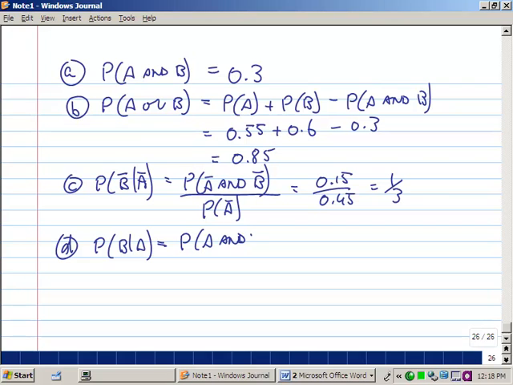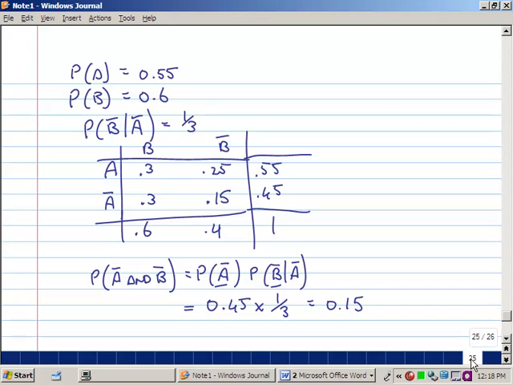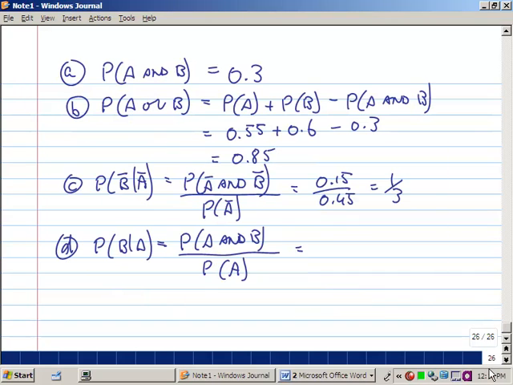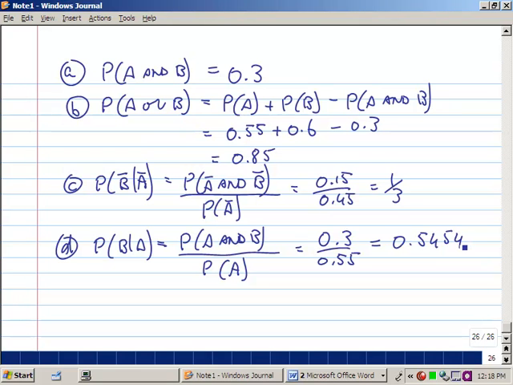Alright, so again, the probability of A and B divided by the probability of A. Let's find our table. A and B is 0.3, probability of A is 0.55. Alright, my calculations tell me that it's 0.5454 recurring. So to four places, that's 0.5454.